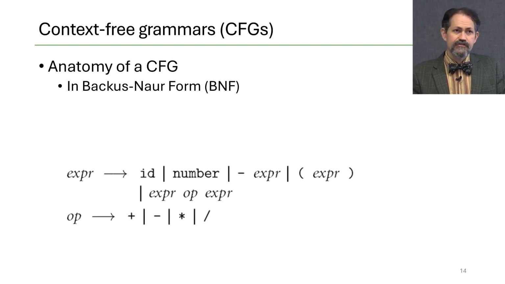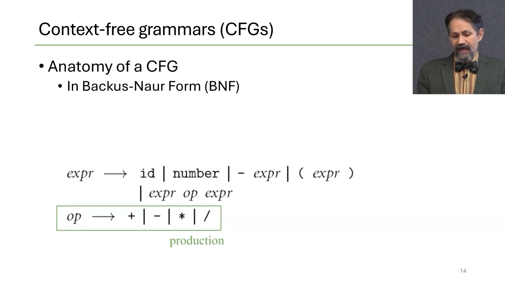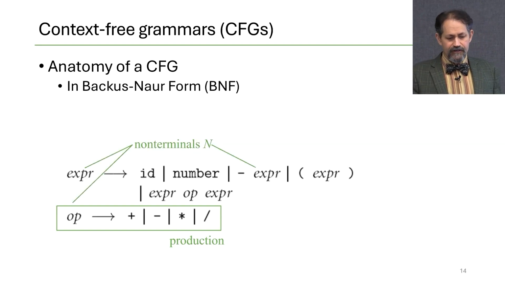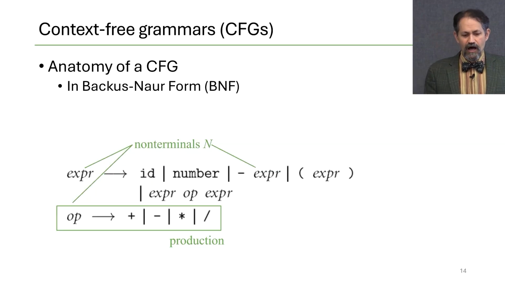Okay, and so looking at this grammar we just used, let's define some terms that'll help us talk about grammars. So first of all, we have productions. Here we have two productions, the expr production and the op production. And so the production tells us that something called a non-terminal at the left, here expression and op, are defined in terms of the things on the right. So notice that non-terminals always appear on the left-hand side of a production, but they can appear on the right-hand side as well.